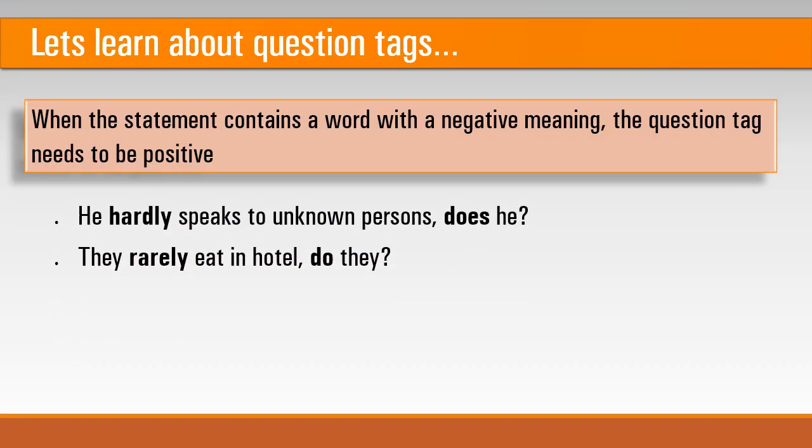Now, when the statement contains a word with a negative meaning, the question needs to be positive. He hardly speaks to unknown persons. Here, hardly gives the negative meaning. He never speaks to unknown persons. So, the question tag comes in a positive way. Does he? They rarely eat in hotel. Do they? Rarely means they never. It's a negative statement. So try to be very careful when you are judging what type of statement it is.